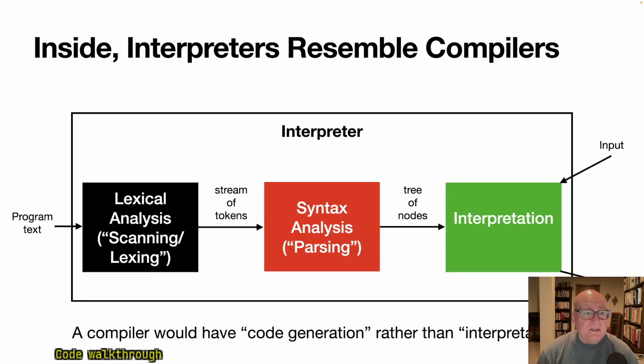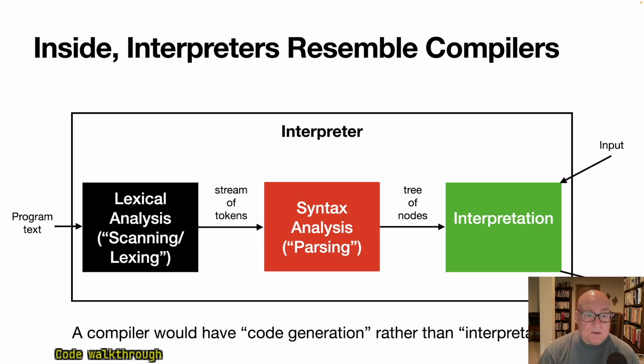All right, now if you look inside interpreters, they look a lot like compilers. So with a compiler and an interpreter, you feed in a program text, it goes through some sort of lexical analysis, also called scanning or lexing, and that gives you a stream of tokens. So a token might be a variable or a plus sign or a left parenthesis or whatever. And then you feed that into syntax analysis or parsing, and it produces a tree of nodes. And usually the nodes are things like statements with other statements inside, or expressions, with plus and minus and times and so on. Once you have that tree of nodes, that's what we're actually interpreting in our case.